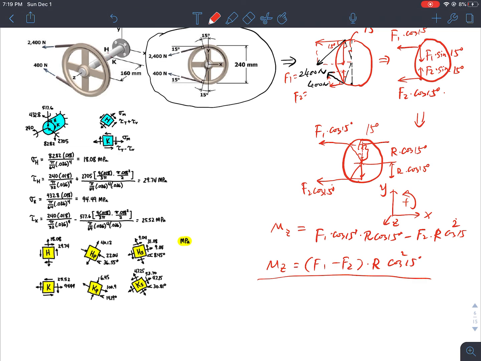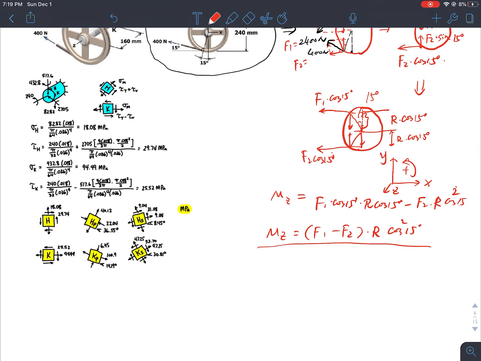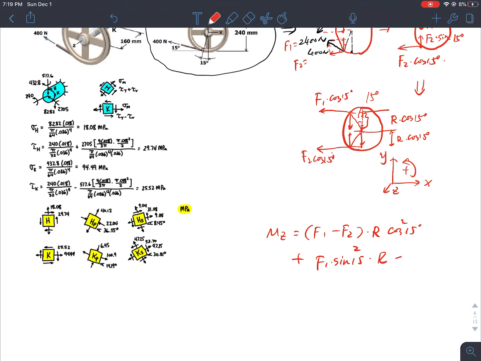But be careful, this only considers the horizontal forces. I also have the vertical forces going this way. So my moment has to add the vertical component. Sorry about this, this is incomplete. So I have to consider the moment caused by F1 sine 15 degrees squared times r minus F2 as well. So essentially my moment equals (F1 minus F2) r times cosine squared 15 degrees plus sine squared 15 degrees.